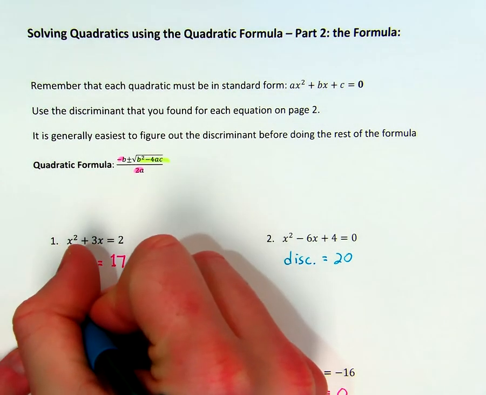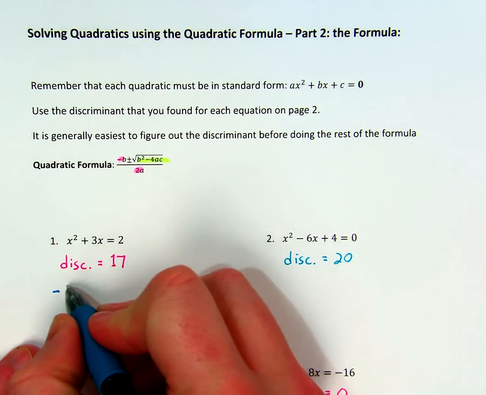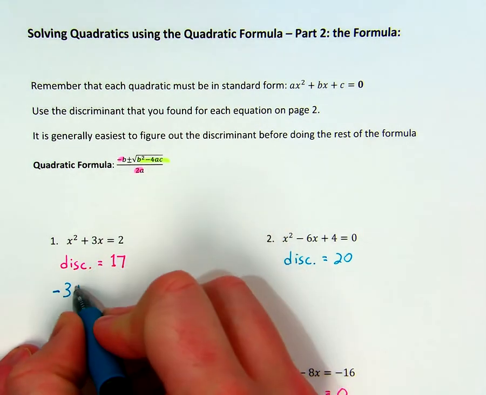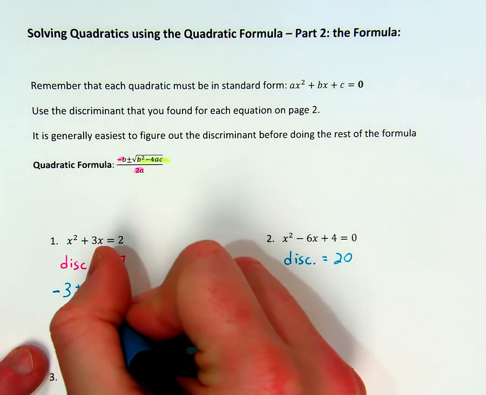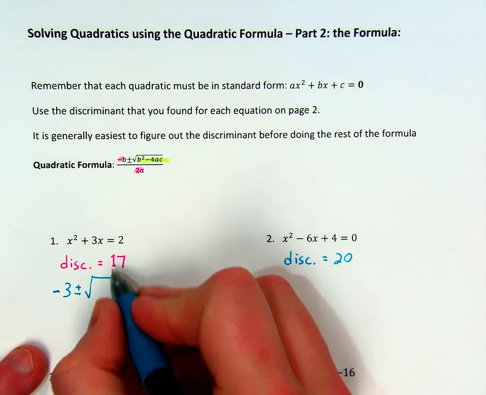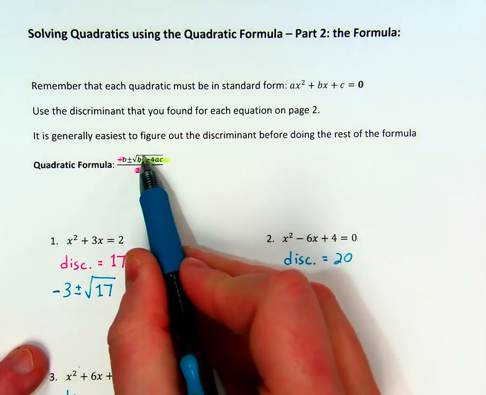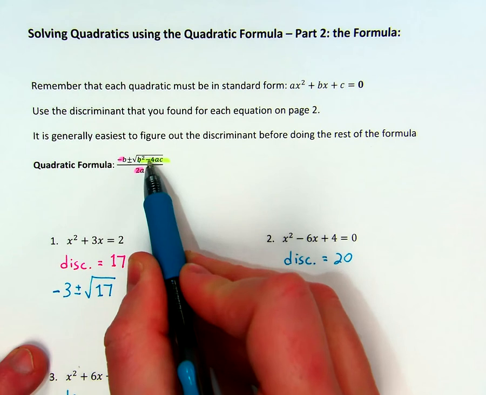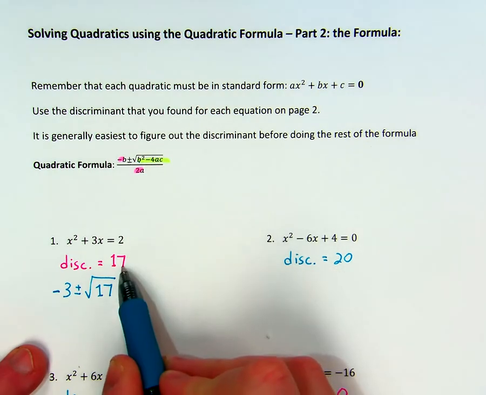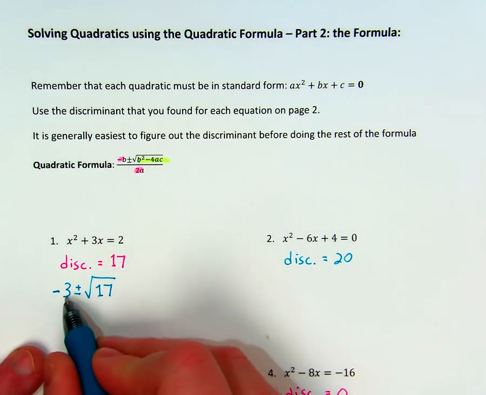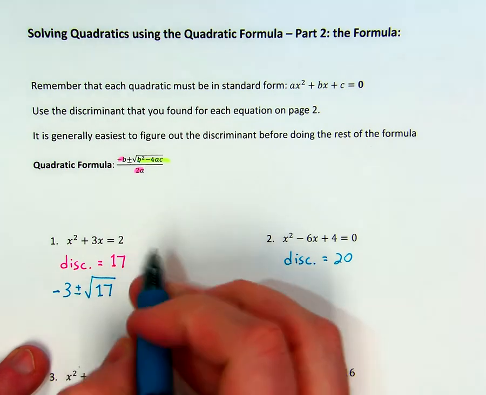We're going to start with a negative, and then put the b value of 3. We're always going to keep the plus or minus symbol, and then we're going to have a square root symbol, and we're going to put the discriminant under it. Because remember, we already figured out that the discriminant, b squared minus 4ac, is 17, for example 1. So we're going to start with negative 3 plus or minus the square root of 17.